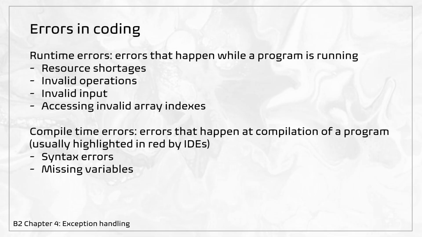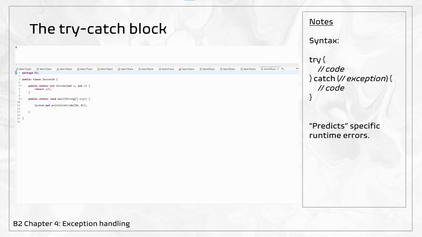Compile time errors are shown with red lines in most IDEs, so they can usually be solved before executing the code. Runtime errors are a problem because they cause the entire program to stop working, and they are usually random and unexpected. Fortunately, there is a way to deal with runtime errors, the try-catch block. The try-catch block is a way to predict a certain runtime error, and provides a way for the program to continue if it encounters said runtime error.